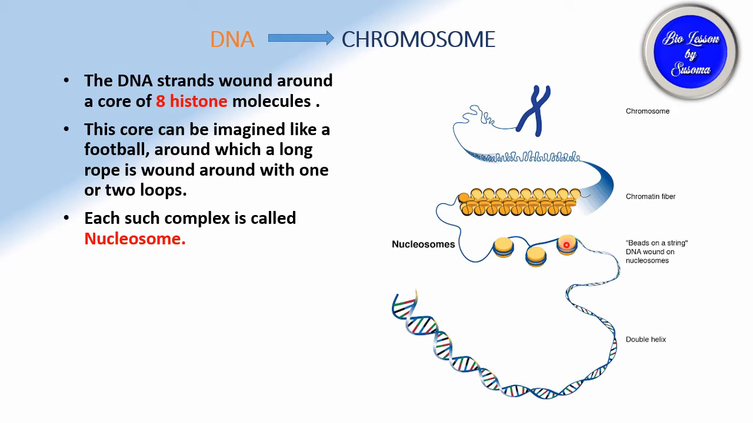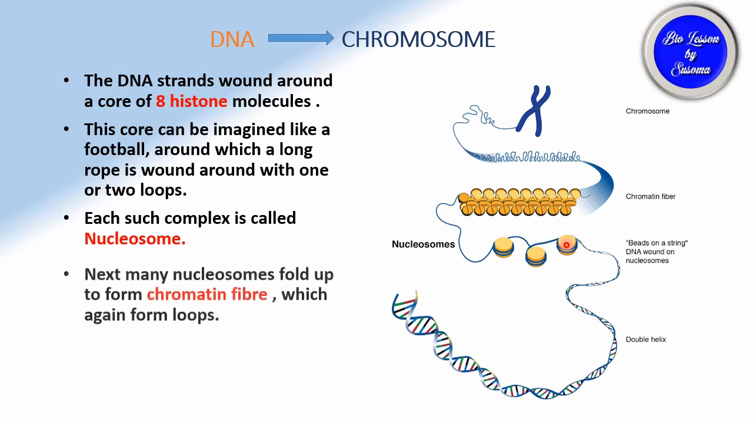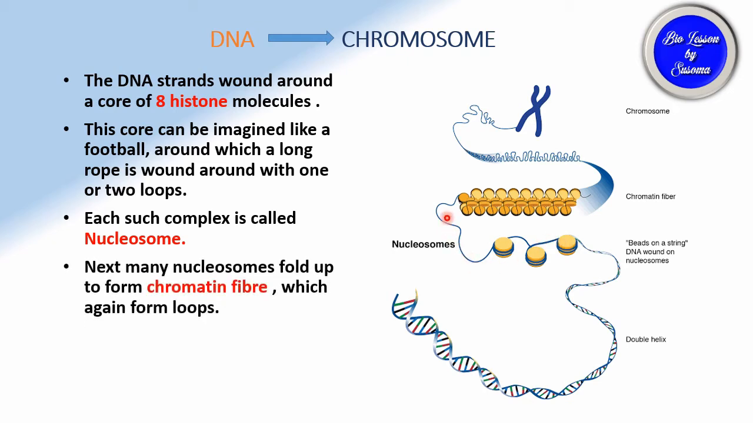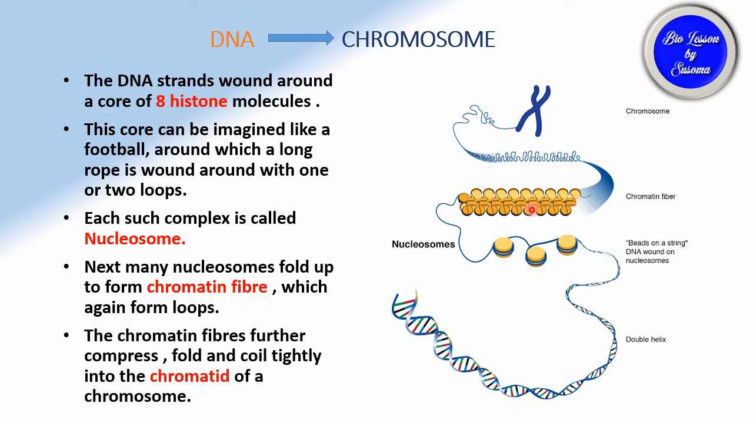Next, many nucleosomes fold up to form chromatin fiber. The chromatin fiber again forms loops. Next, the chromatin fibers further compress, fold, and coil tightly into the chromatid of a chromosome. So this is how the DNA gets converted to chromosome due to coiling and supercoiling.